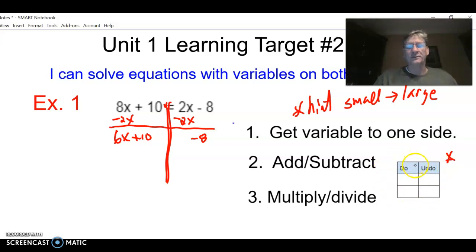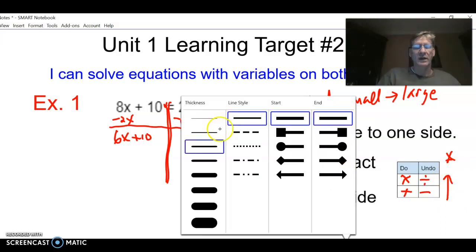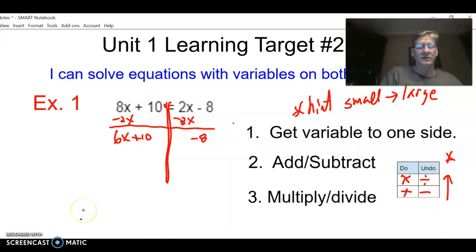That's just to help you. What do I need to do? What's being done? Well, I have 6 times x, so I have times, and I have a plus 10, so I have a plus. And to undo those, I need to divide and subtract, but remember, we need to do those in the reverse order. So maybe that helps you. Maybe you don't even need it. That's up to you. So I am going to subtract.